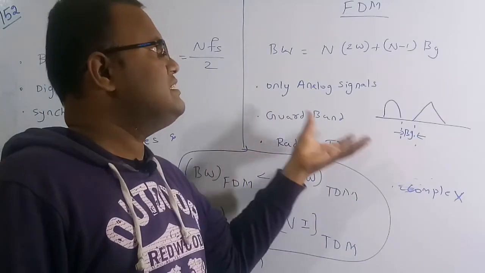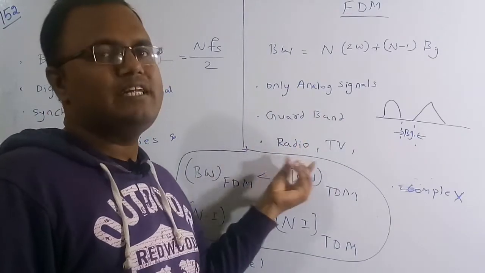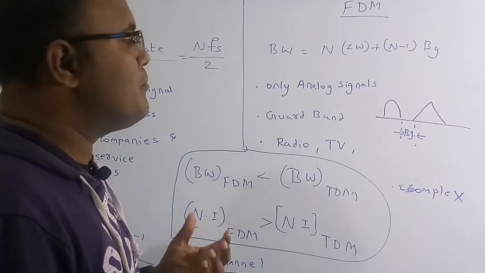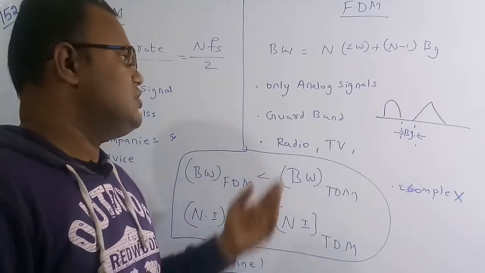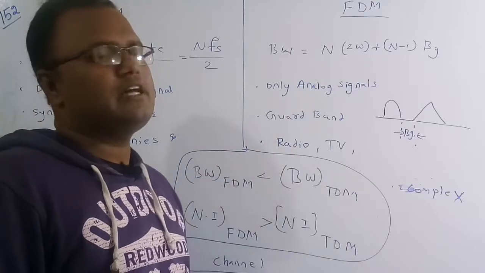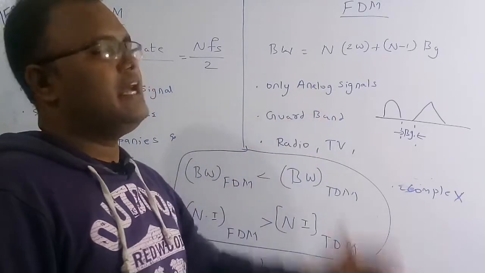And here the circuit design is very complex when compared to the TDM. Also this frequency division multiplexing is used in radio and also TV. The cable TV operator is also going to use this FDM way in order to send their signals. So we can say radio and TV are the best examples. They are going to use this FDM technique.